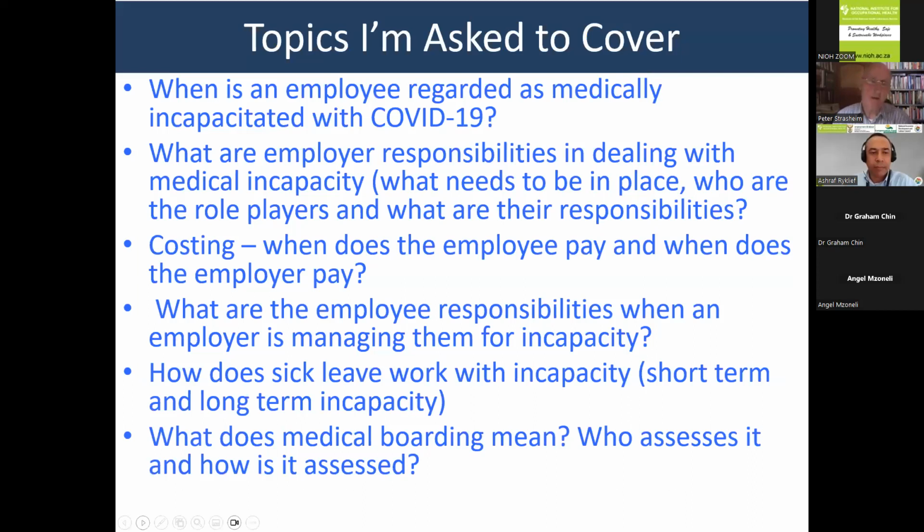The key issue, obviously, as always, is around costs. Who pays for what and when? Then, what are the employee's responsibilities when the employer is managing them for incapacity? We cover that. Then the key issue of sick leave and how it works with incapacity.